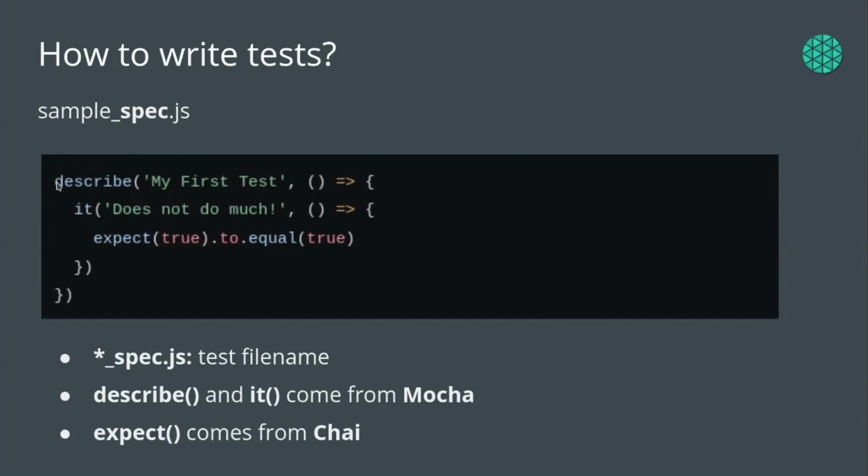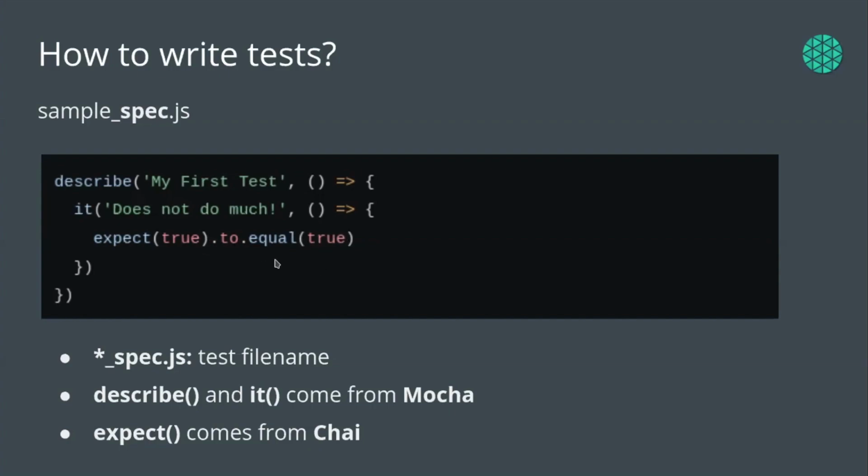We will use describe and it, which come from Mocha, in order to write the test. The first parameter is the identifier of the test, that is a string, and the second parameter is a callback. After that, we have to write the instructions about the expects or the assertions, like here, where we expect true to equal true. That is a very simple test.